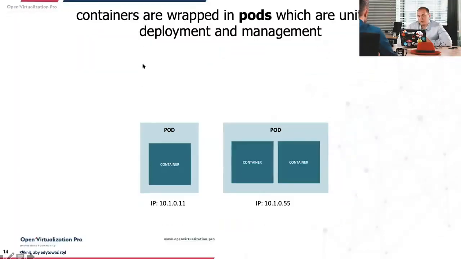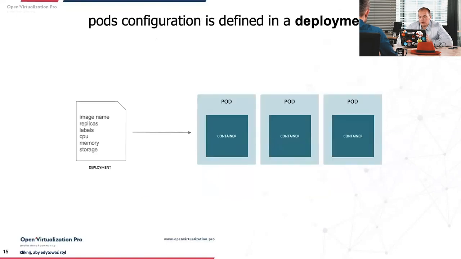If multiple containers run in the same pod, they share the context, so they have the same networking, the same storage, the same memory. So the processes that are wrapped in containers basically see each other as if they were deployed on the same server. As I mentioned before, we have networking in OpenShift. Each pod gets an IP address in the software-defined network that spans the OpenShift cluster.